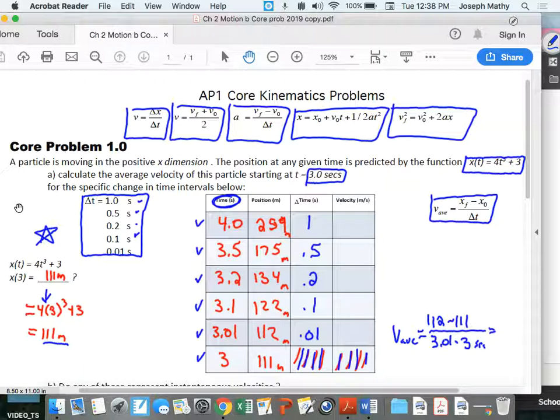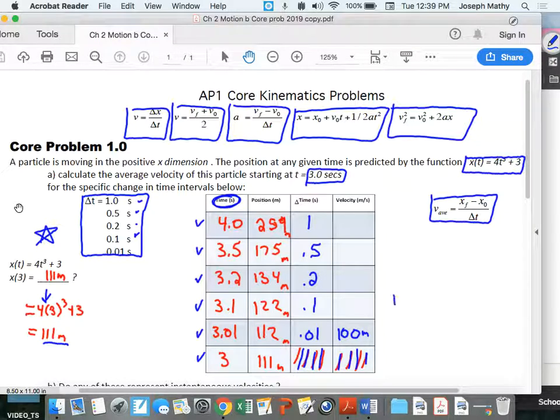Okay, we put that into our calculator. 112 minus 111, and we divide that by 3.01 minus 3, and that tells us that we were going 100 meters per second to start off. Well, how are we going to do the next one? Now, I'll do it a little quicker.